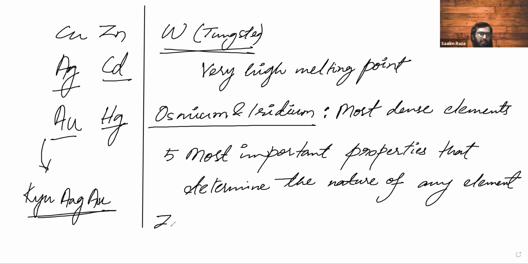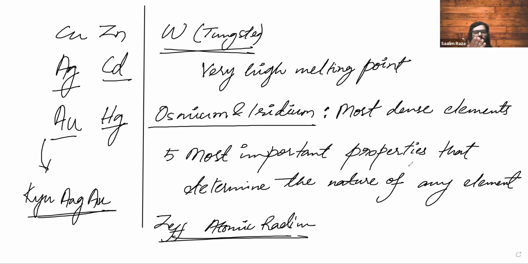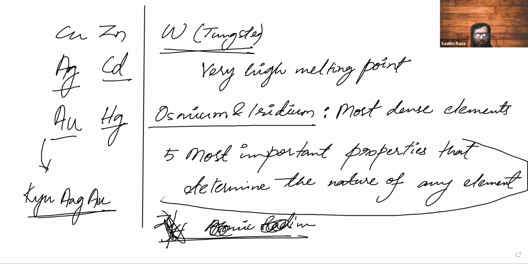What are those properties? Just remember: Z effective, atomic radius. These two we will cover in the next class, and the rest as well. The next are ionization enthalpy, electron gain enthalpy, and electronegativity. Okay? Yes, sir. So, have you noted all this down? One minute. Please note it down. You don't have to write these things, these are just about the next class.